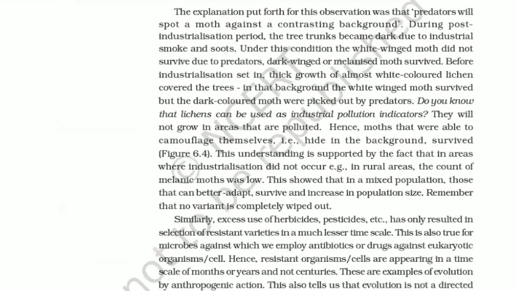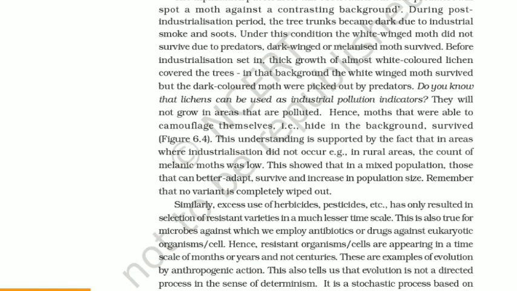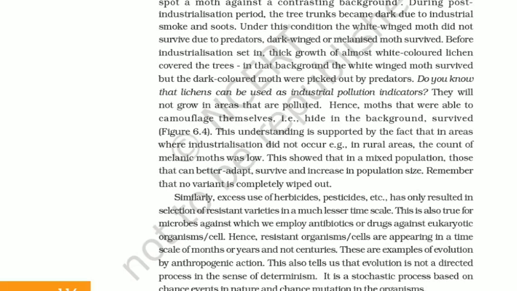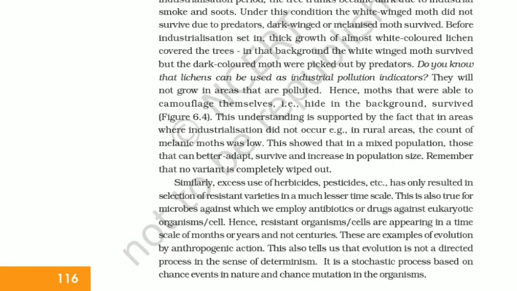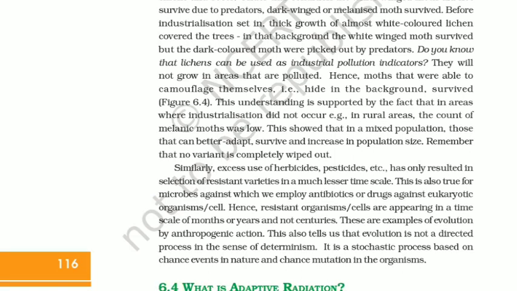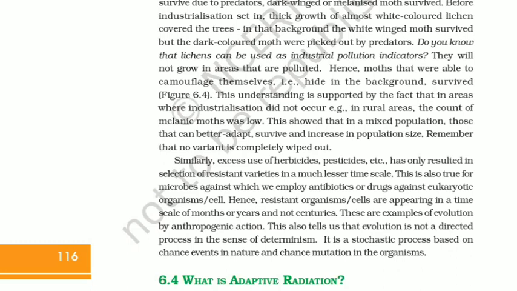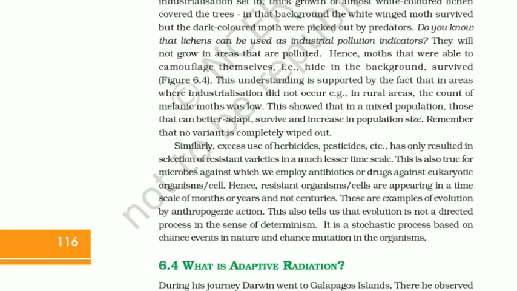The explanation put forth for this observation was that predators will spot a moth against a contrasting background. During the post-industrialization period, the tree trunks became dark due to industrial smoke and soot. Under this condition, the white-winged moth did not survive due to predators. Dark-winged or melanized moth survived. Before industrialization set in, thick growth of almost white-colored lichen covered the trees. In that background, the white-winged moth survived, but the dark-colored moth were picked out by predators.